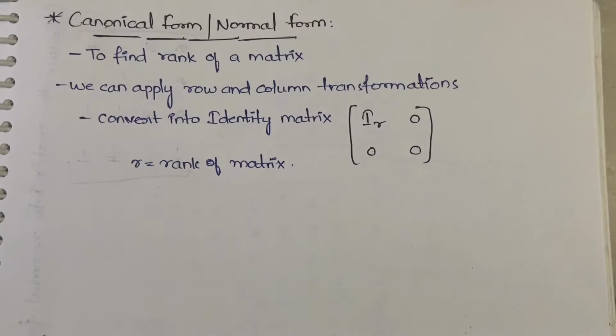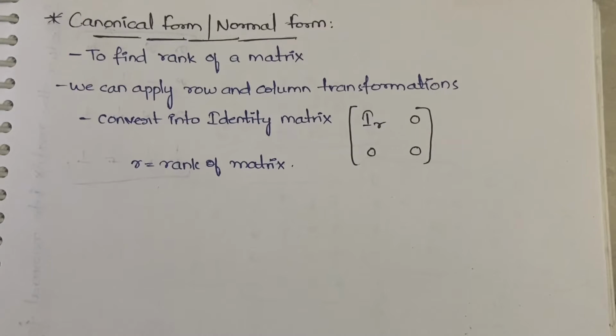Basically, what do you mean by canonical form or normal form? You will use it to find out the rank of a matrix. You can apply both row and column transformations. In case of echelon form, we should apply only row transformations, right? But in case of this canonical form, you can apply both row and column transformations.